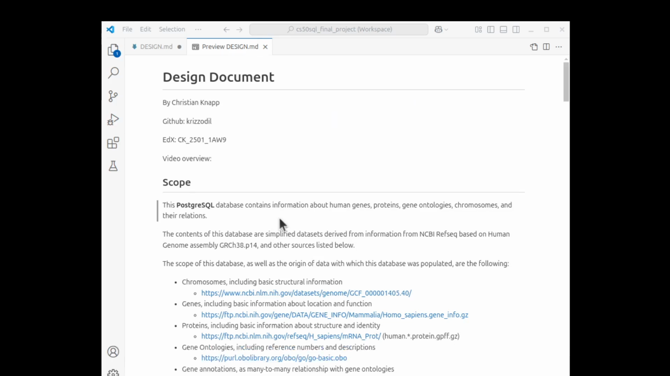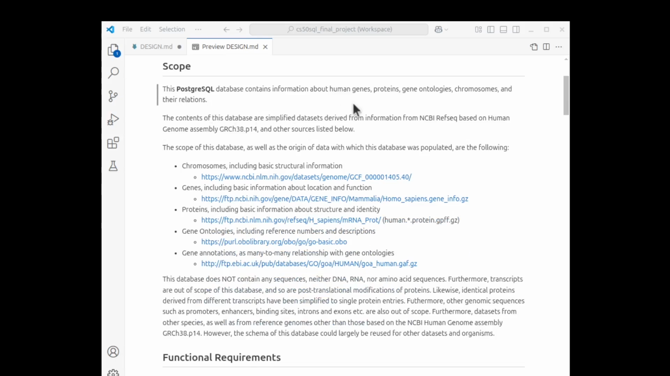I implemented a database in PostgreSQL about human genes and their functions. So this database contains information about chromosomes, genes, proteins, gene ontologies, which are standardized functional categories of genes, and annotations of genes with those gene ontologies.